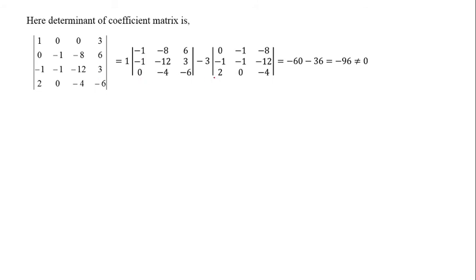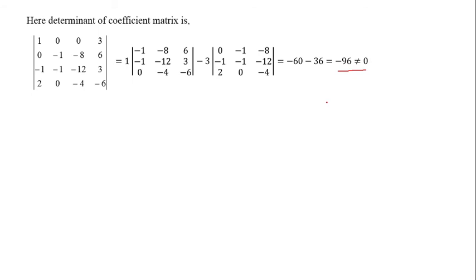So 1 times this, then minus 3. The middle two entries are 0, so directly minus 3 times the determinant of the submatrix of order 3, deleting this row and this column. Simplify this, and it is -96, obviously not equal to 0. So the determinant is not equal to 0.